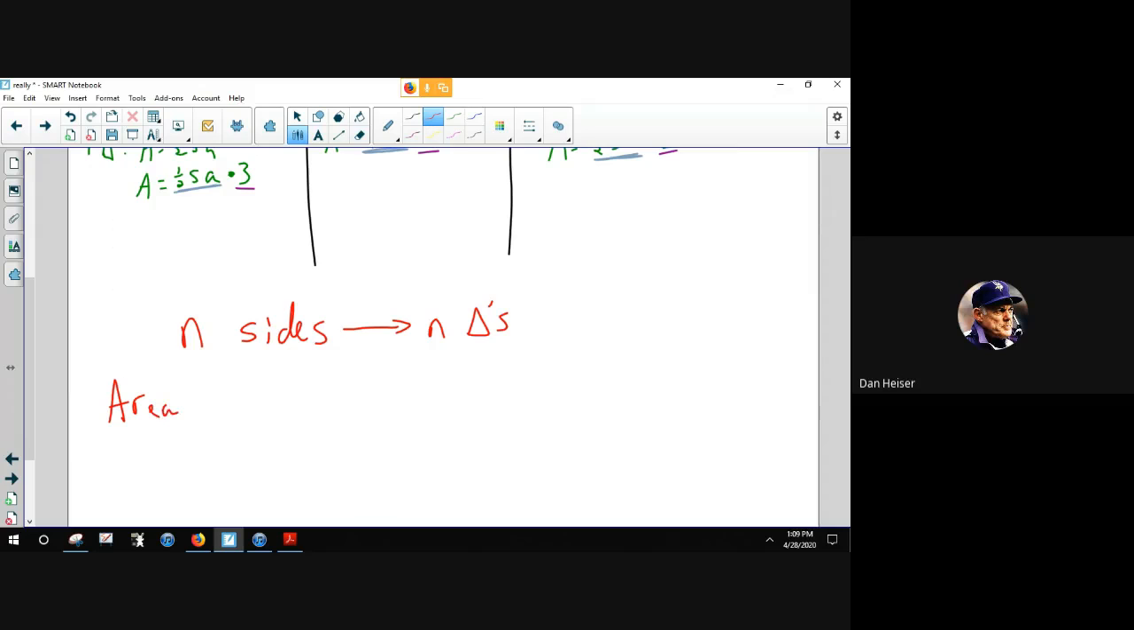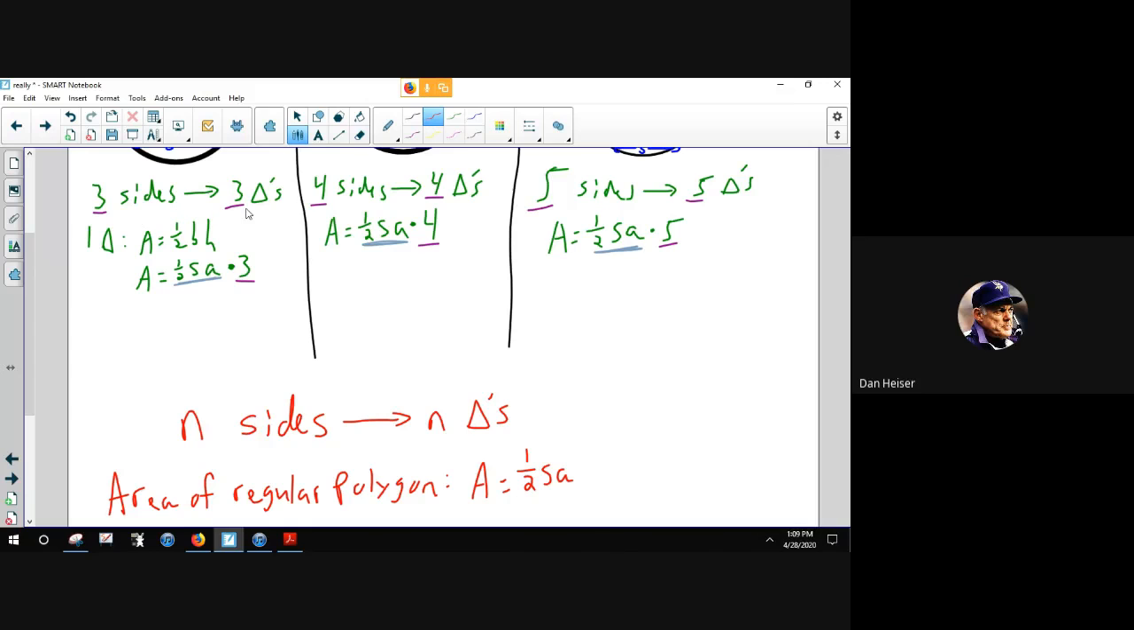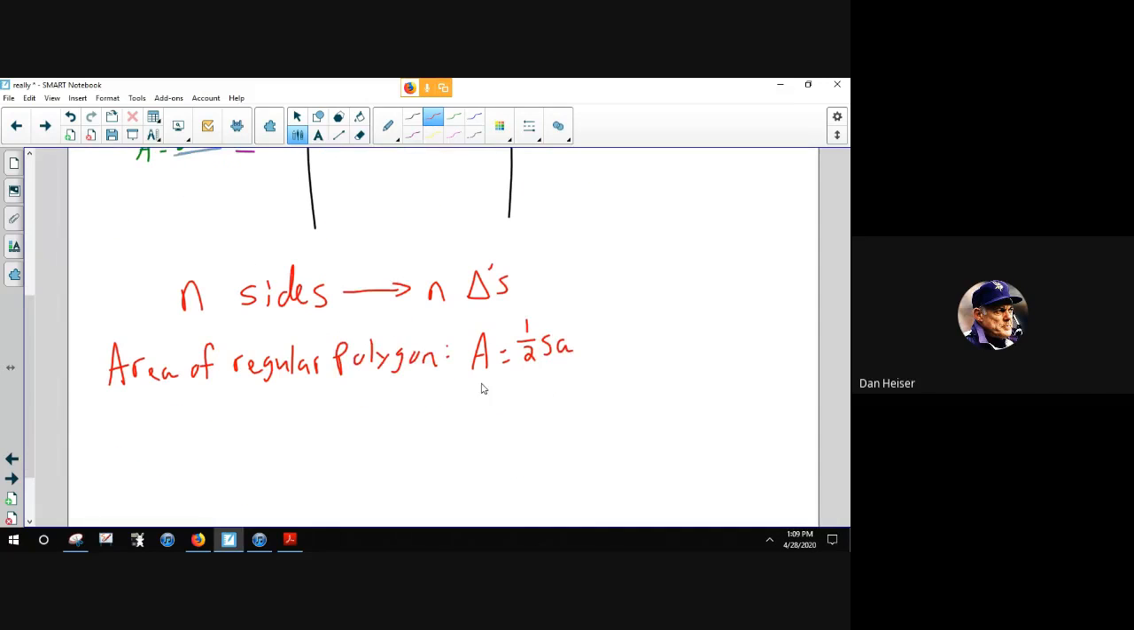Area of a regular polygon. We know we're going to have 1/2 SA, since that was common to all of our examples previously, times a number. And that number was equal to the sides, equal to the triangles. So if I have n sides, n triangles, I multiply by n.